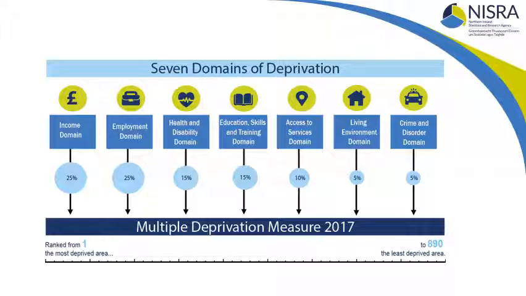Each of the indicators and domains, along with the multiple deprivation measure, are ranked for all 890 super output areas in Northern Ireland, from 1 being the most deprived to 890 being the least deprived.